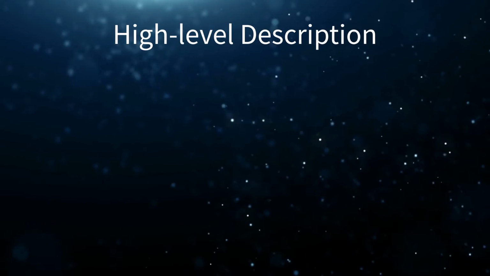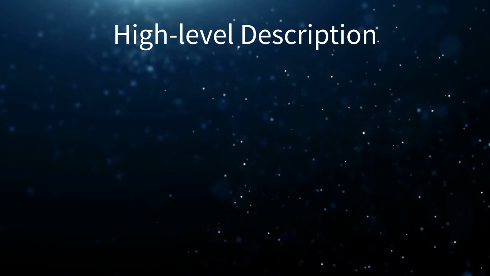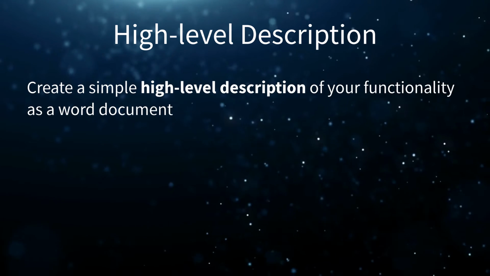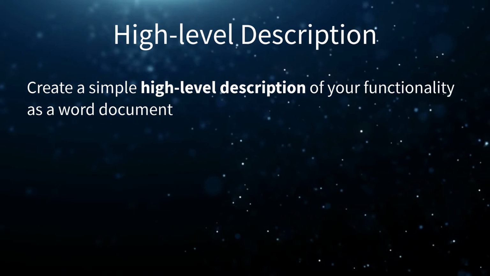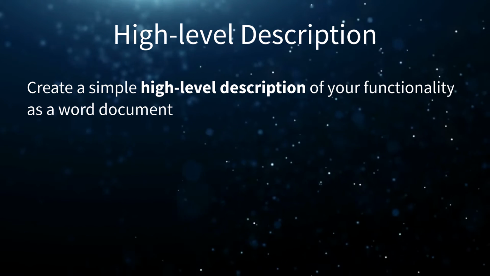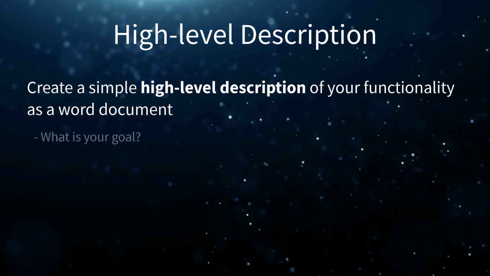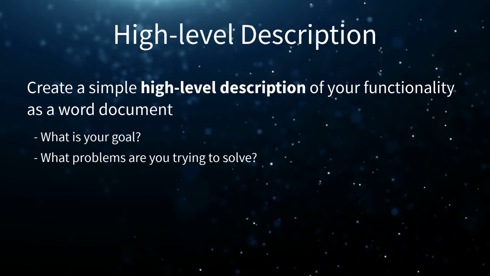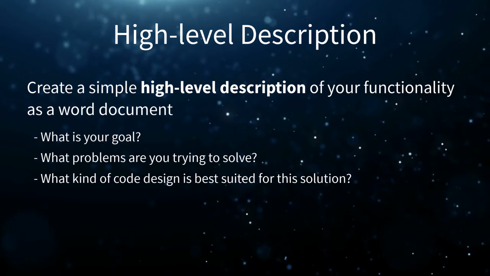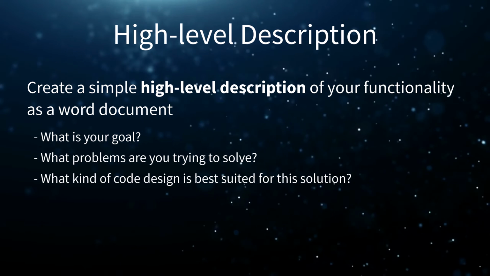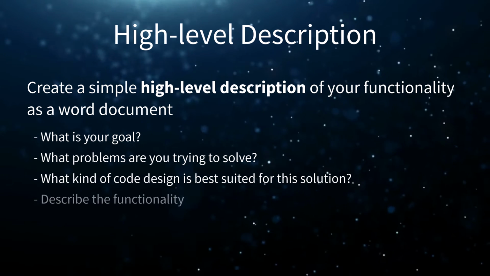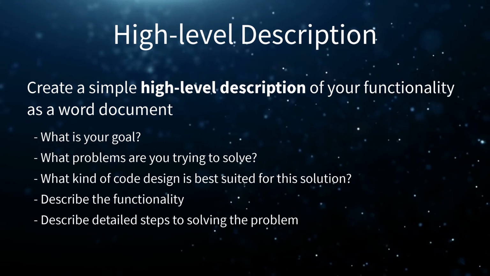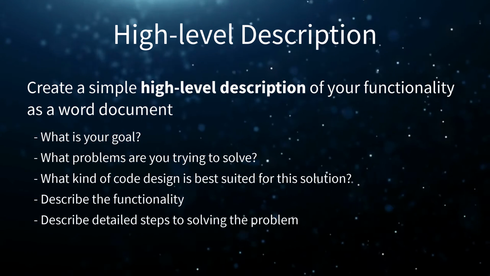The first and perhaps the most important technique is creating a high-level description of the functionality as a simple Word document. And you can ask yourself questions such as, what is your goal? What problems are you trying to solve? What kind of code design is best suited for the solution? Then you can describe the functionality and describe detailed steps to solving the problem at hand.